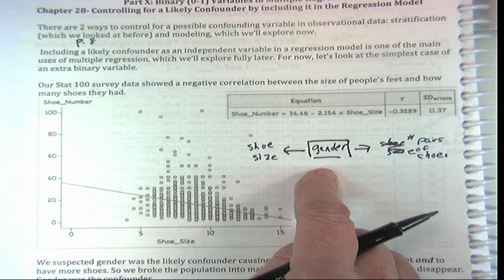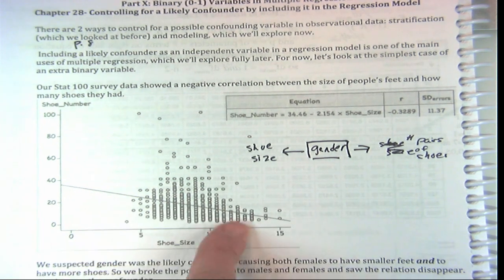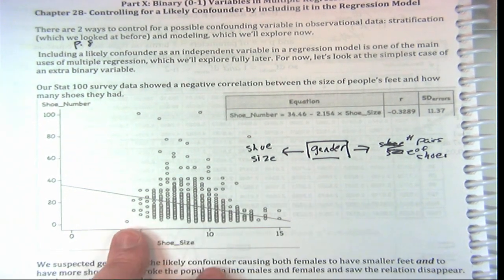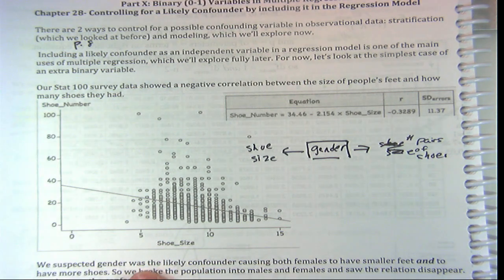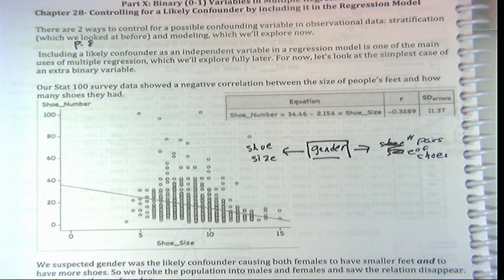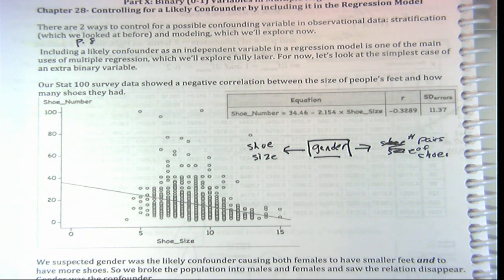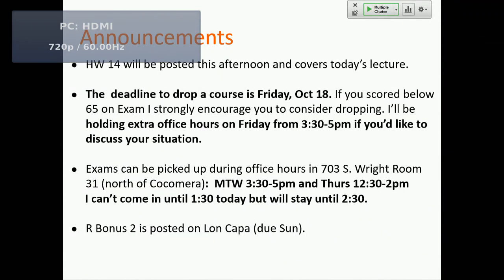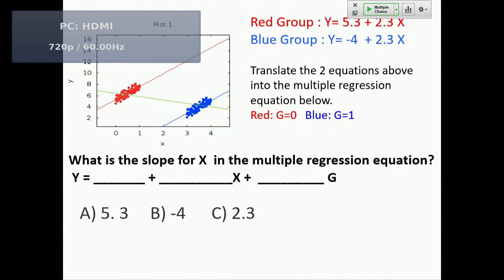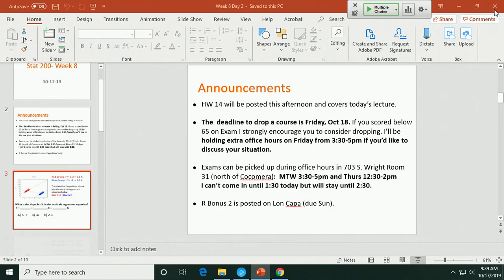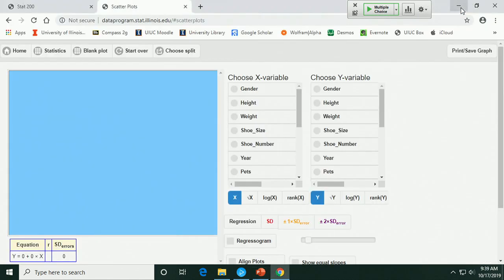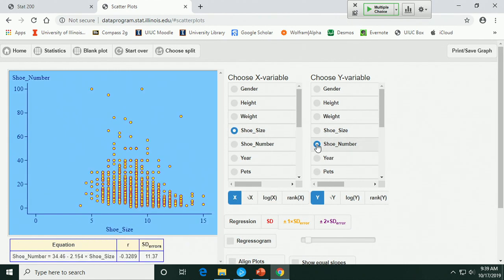So what would we do if we thought that was a confounder? We'd stratify on gender. Why don't I show you this picture and show you what happens? I'll pull up this data. First, I want to show you shoe sizes on our X and shoe numbers on our Y. That's the data you see in front of you. And here's the regression line, and there's the regression equation.